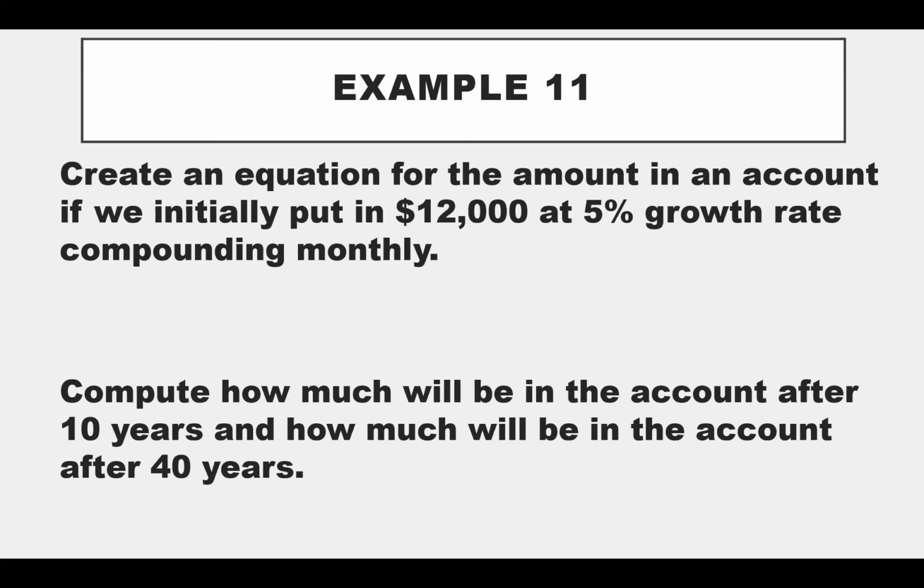Let's do an example. This says to create an equation for the amount in an account if we initially put in $12,000 at 5% growth rate compounding monthly. Once we set up the equation for that, we'll compute how much will be in the account after 10 years and how much will be in the account after 40 years.